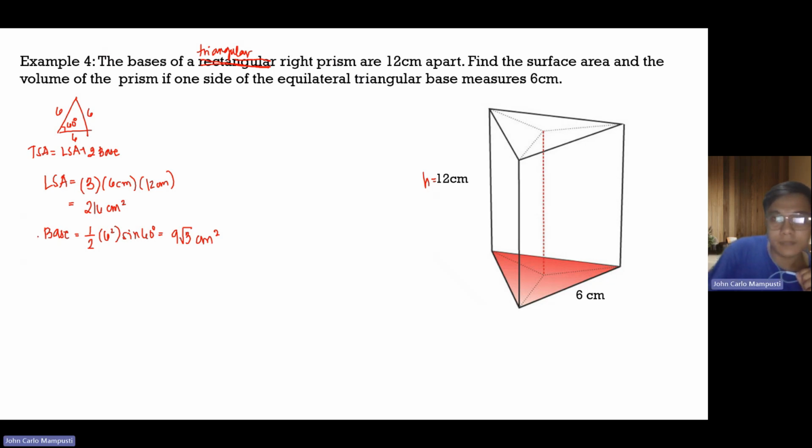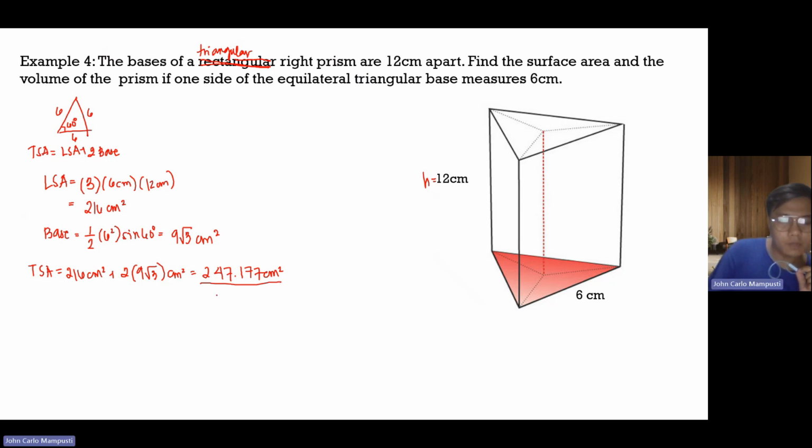So therefore, what is the total surface area? So TSA now is equal to 216 square centimeter plus dalawang base yon, therefore 2 times 9 square root of 3 square centimeter equal to 247.177 square centimeter. So that is the total surface area.